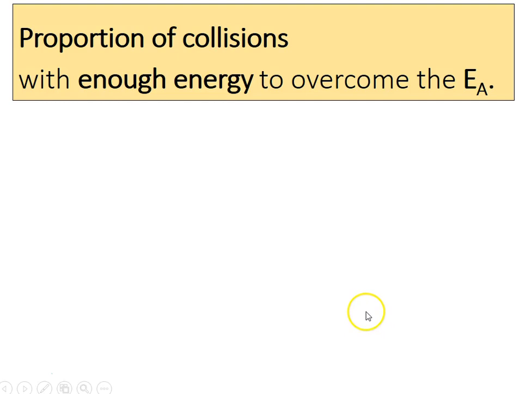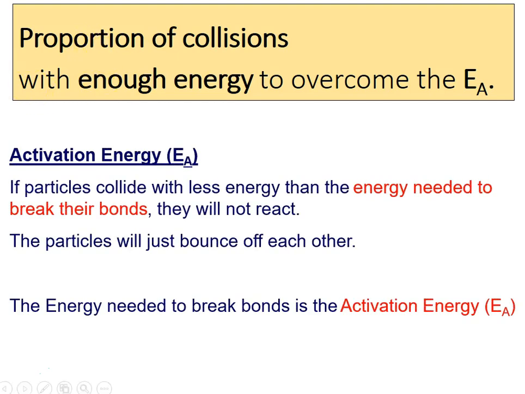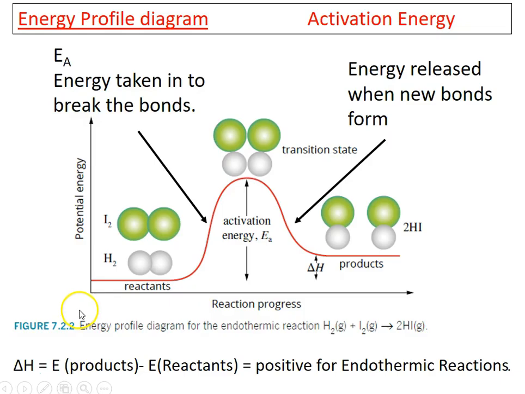Okay, so that was concentration. Now we're looking at temperature, and this proportion also plays a part in temperature and catalysts. So proportion is talking about the amount of energy that different particles have to overcome the activation energy. If you see this, it means the activation energy, the energy that you need to break the bonds. So if particles collide with less energy than the energy needed, they will not react, they'll just bounce off each other.